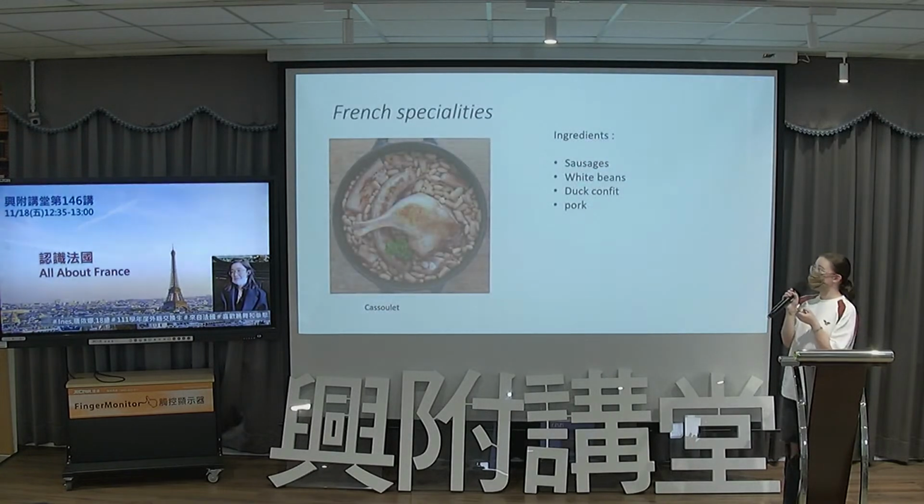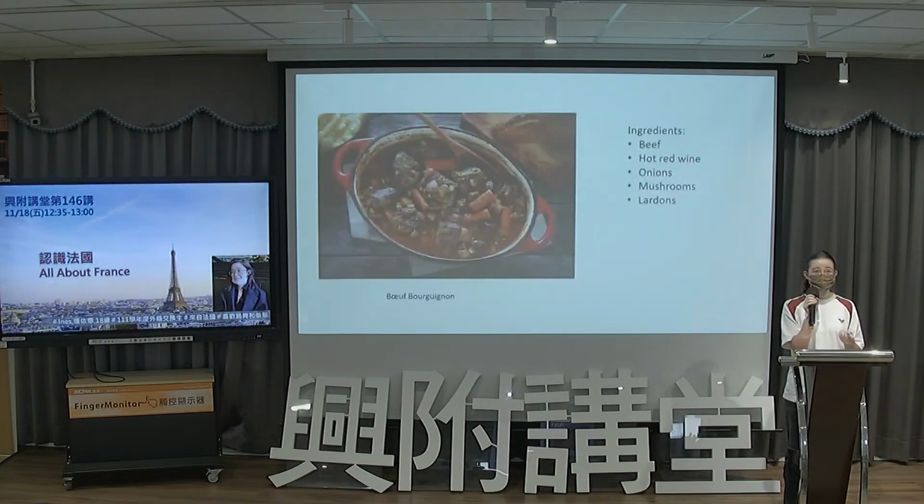I will present to you some French specialities. There is the cassoulet, which is sausages with white beans, duck, and pork. And there's also the bœuf bourguignon. I think it's the most famous one, with beef, hot red wine, onions, mushrooms, lardons, but it can depend on what you want to put inside.